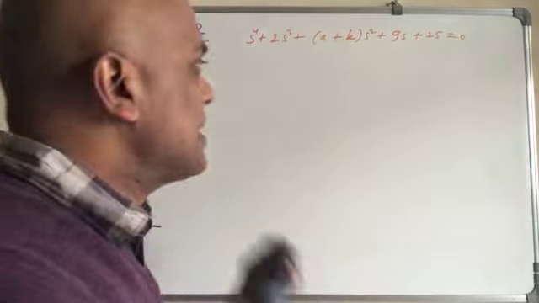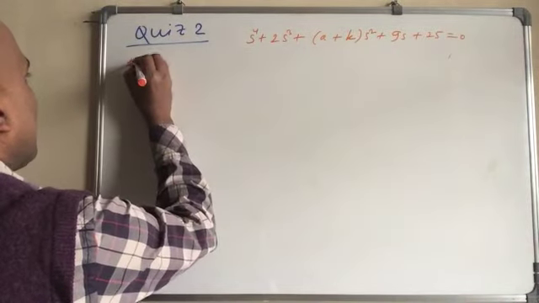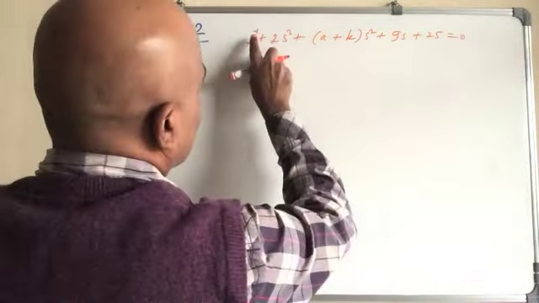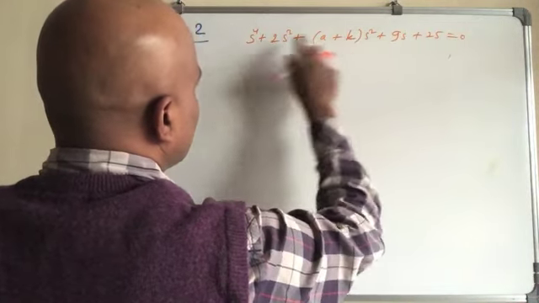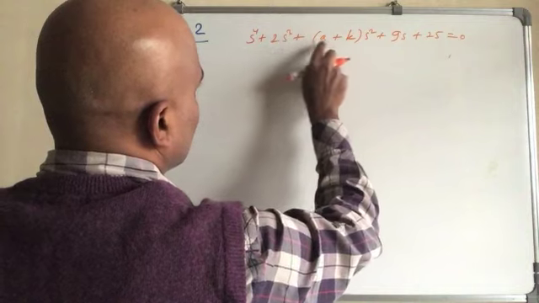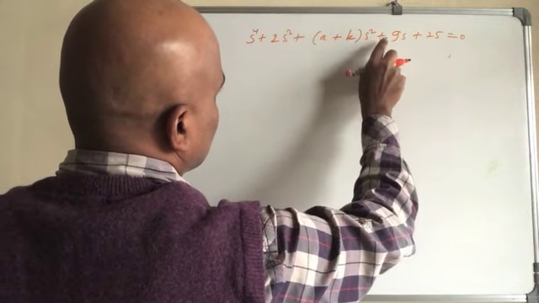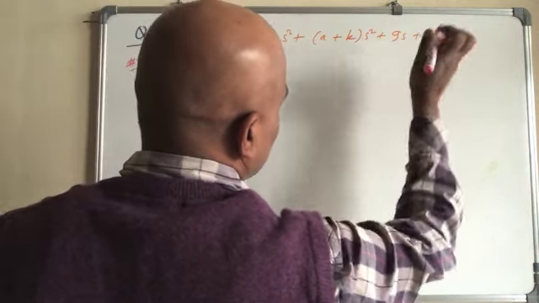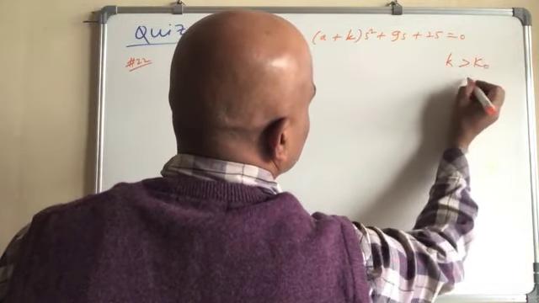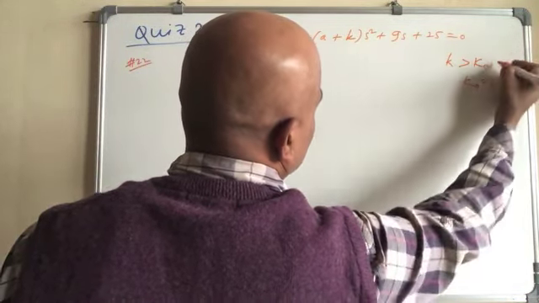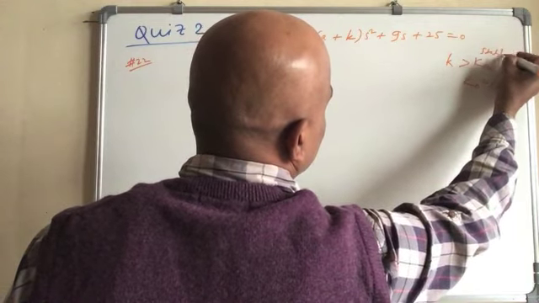So next question is number 22. And this is about, we have to find out, for this characteristic equation, s4 plus 2s cube plus (a plus k) multiplied by s square plus 9s plus 25 equal to 0, for stability, if K is greater than K naught, then K naught equals what? For stability, it's like that.